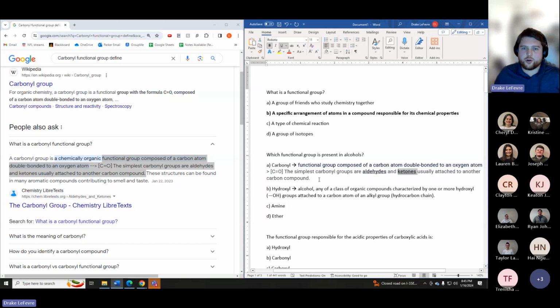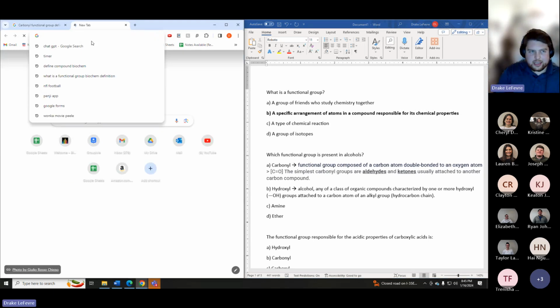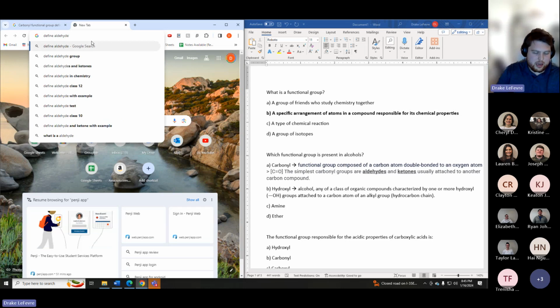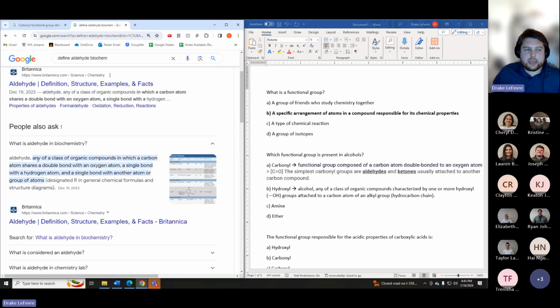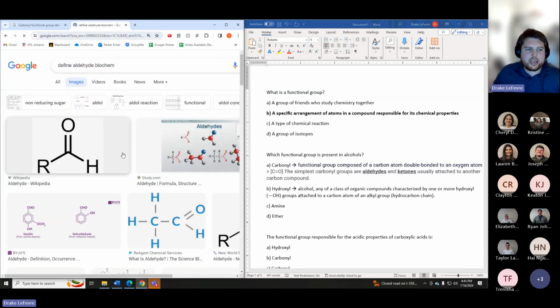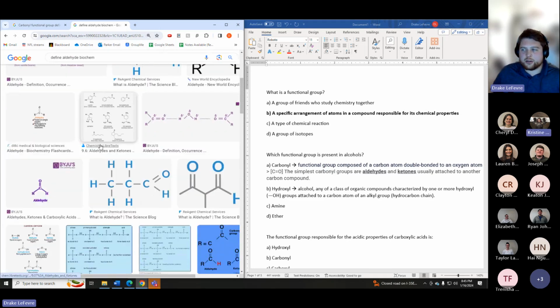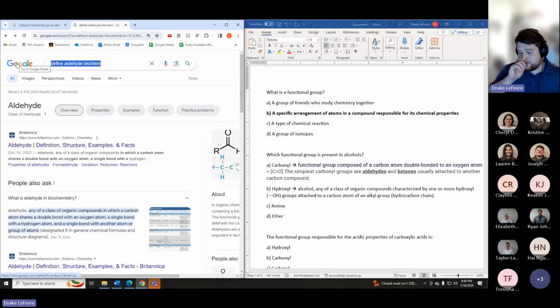And this is now where the Google train takes us down a little bit of a rabbit hole. So what is an aldehyde and what is a ketone? Define aldehyde, biochem. An aldehyde is any of a class of organic compounds, organic meaning it's going to have carbon in it, in which a carbon atom shares a double bond with an oxygen atom, a single bond with a hydrogen atom, and a single bond with another atom or group of atoms. And we can even look at images to get a basic general understanding of what an aldehyde is. If I remember correctly, when I took the course, and still, Dr. Sarkar loves to ask questions about aldehydes and ketones. He still does.